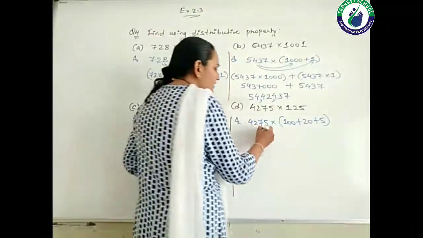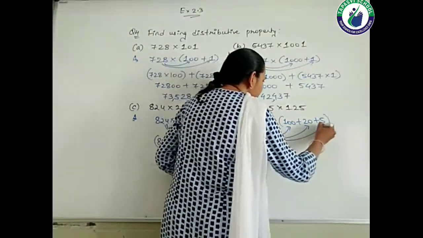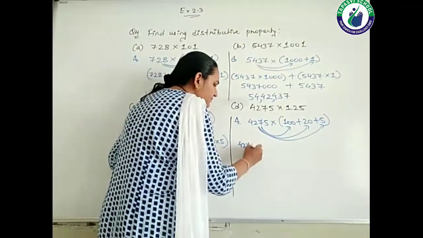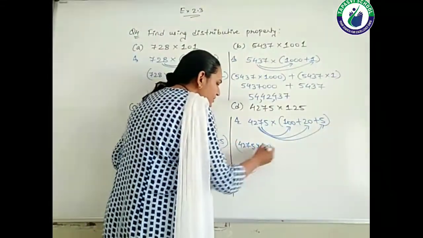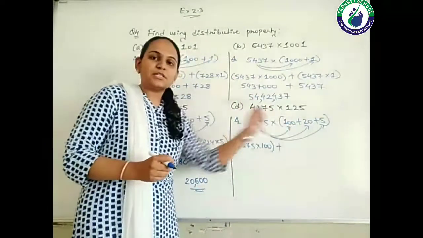So 4275 with the 100, 4275 with the 20 and 4275 with the 5. So 4275 with the 100 students. This you know very well, so it's very easy for you, right? Now 4275 with the 20, right?